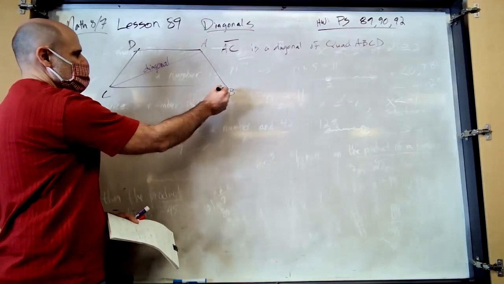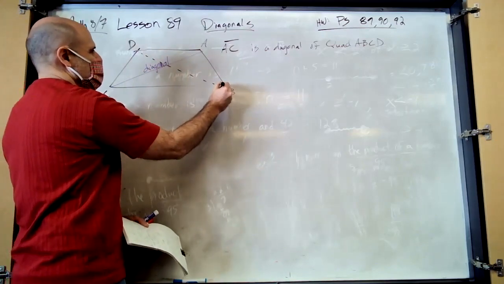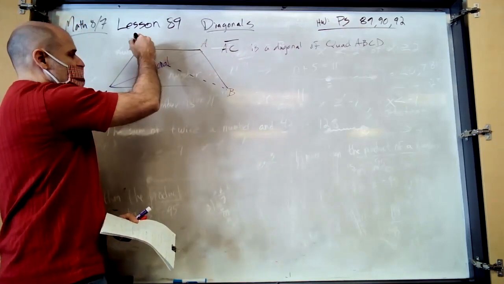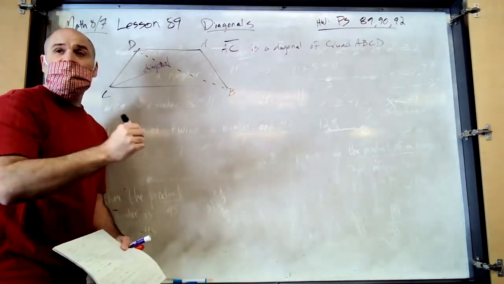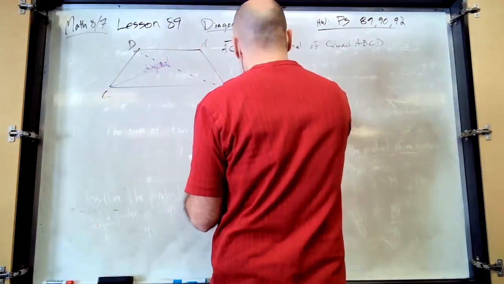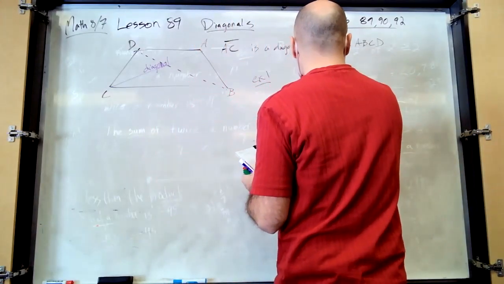If I go to B, I could probably draw one there, right? What if I go to A? Oh, that's the same one. What if I go to D? Oh, that's the same one there. So there's only two diagonals we can draw. All right, what about this? How many diagonals do you think we can draw in this hexagon?